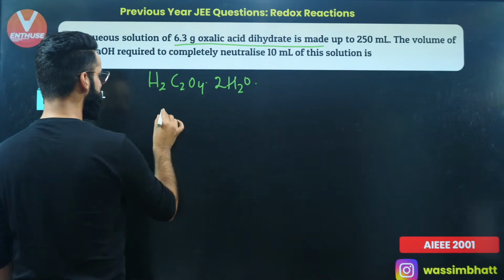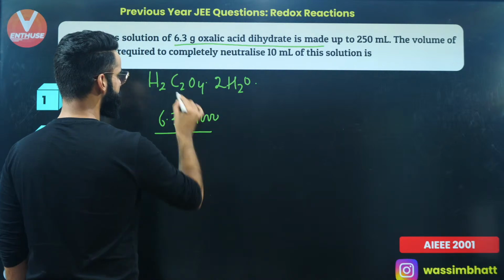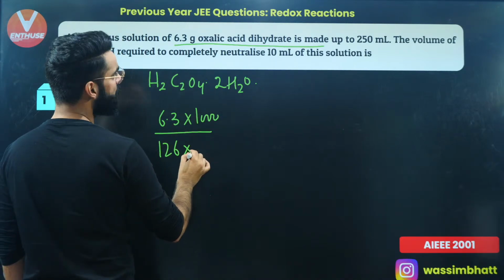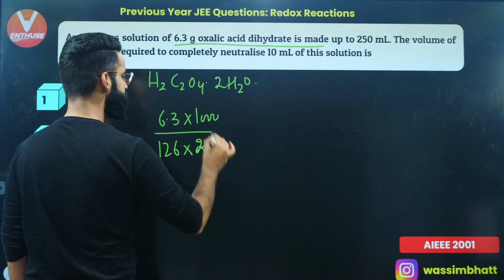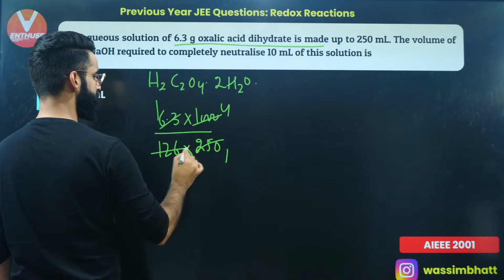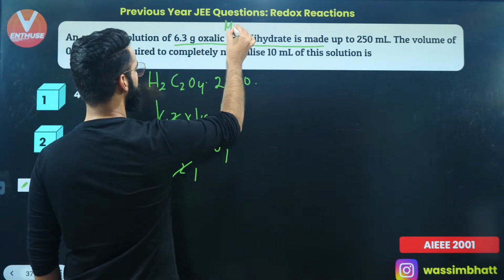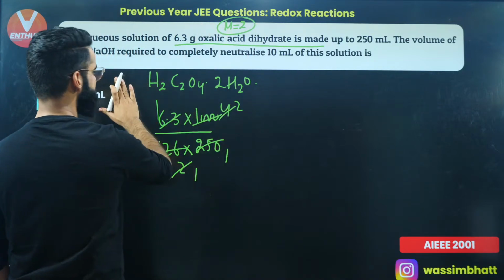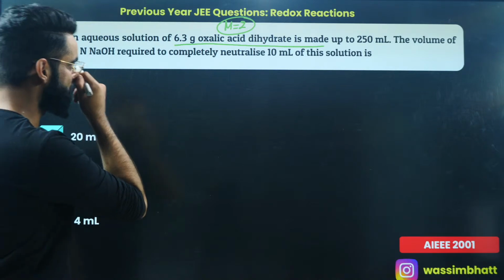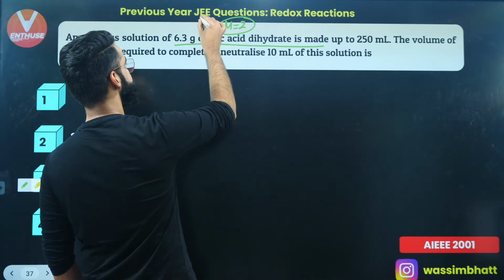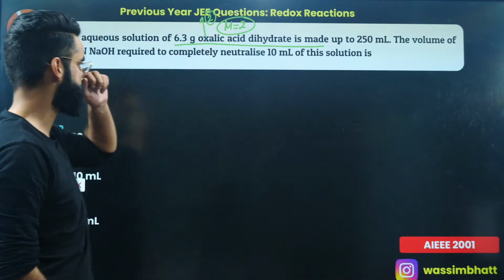Its molarity is going to be equal to mass of this substance multiplied by 1000 divided by molar mass of this substance, which is 126 I assume, and the volume of this solution is 250. This is 1, this is 4, this is 1, this is 2, so this is 2. So the molarity of the oxalic acid solution is equal to 2. And remember, the n factor of oxalic acid is also 2. Its molarity is 2, its n factor is 2.